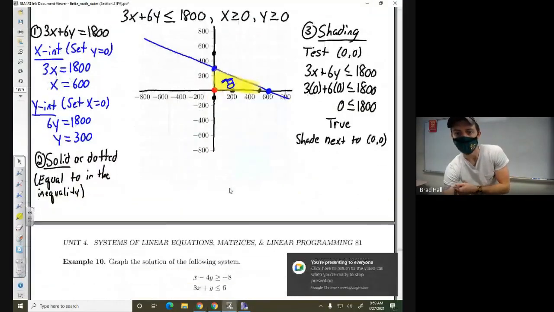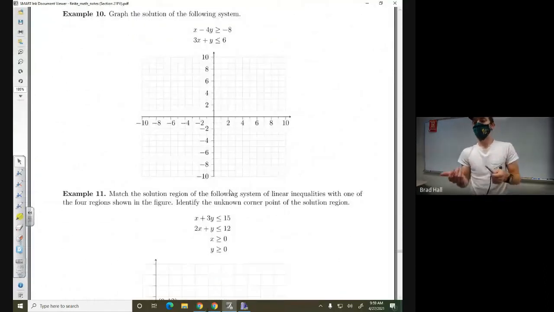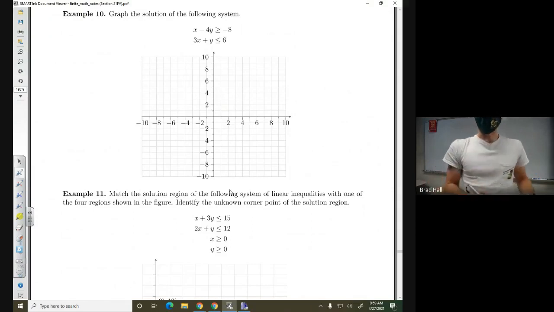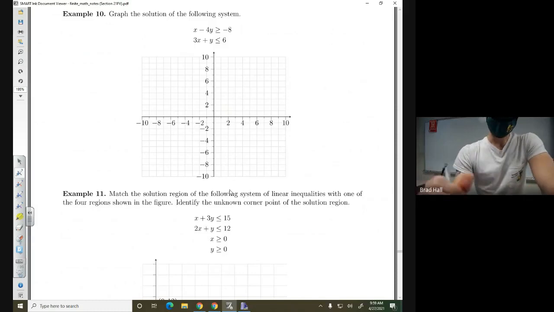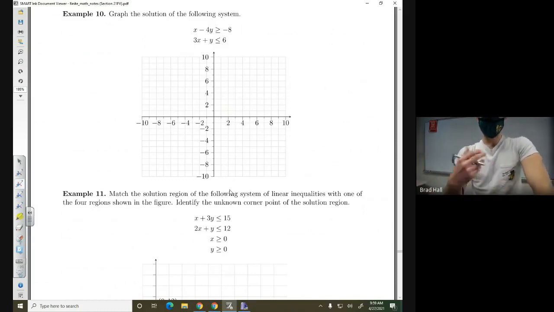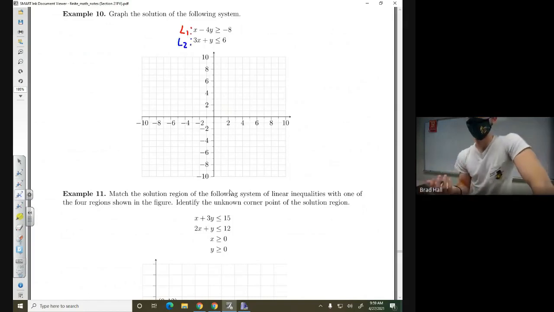Let's go ahead and move on to example 10, which gives us a system of, well, non-trivial inequalities. There's no more non-negative restrictions here. So with this, we need to graph both of these lines, shade, and all of that stuff. So what I like to do, this might be good if you have multicolored pens or something like that, but if not, I like to give these names, because giving these names will be important for shading later on.